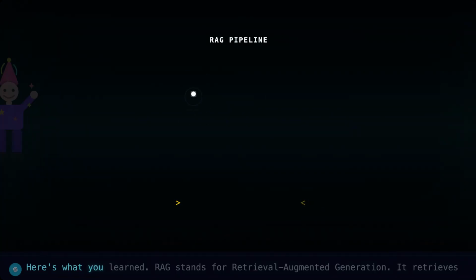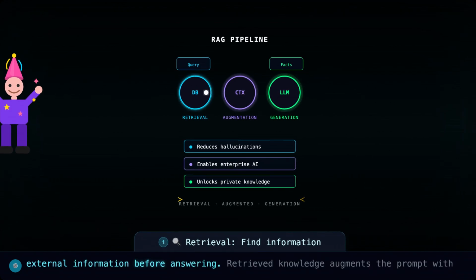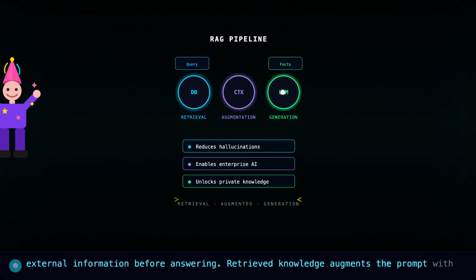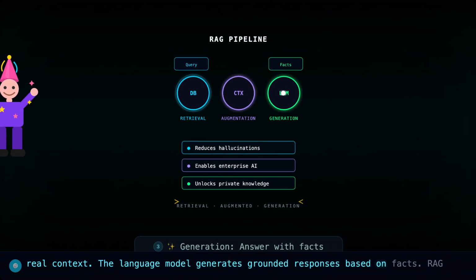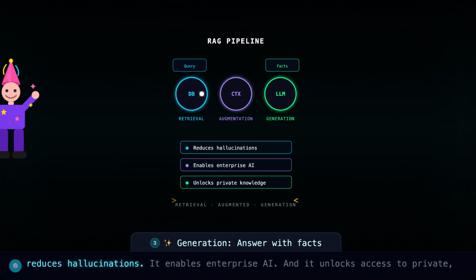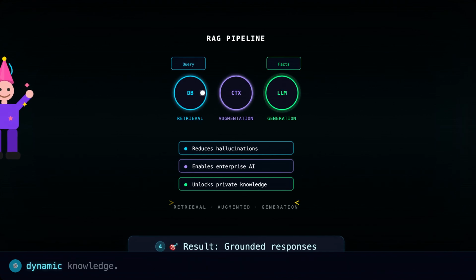Here's what you learned. RAG stands for Retrieval-Augmented Generation. It retrieves external information before answering. Retrieved knowledge augments the prompt with real context. The language model generates grounded responses based on facts. RAG reduces hallucinations. It enables enterprise AI, and it unlocks access to private, dynamic knowledge.